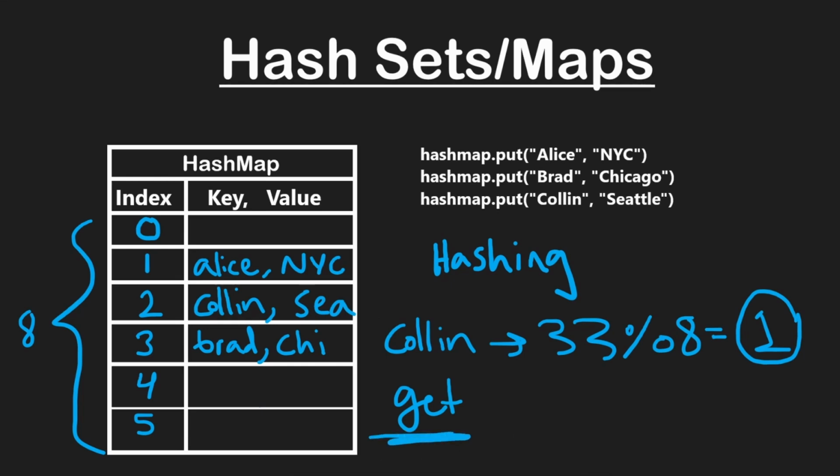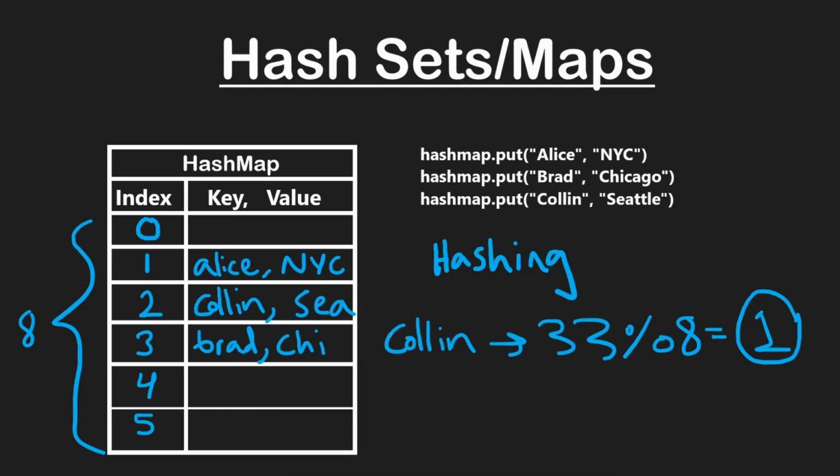Now, in this case, when we run get on Colin, we're looking for Colin. What city does Colin live in? We would compute the hash 33 mod by 8. We would again get 1. We would see, well, this is not where Colin is. So if Colin exists, maybe they're at the next index. Maybe we open addressed this. So let's try the next index. We look at the key. Well, this is the same key we were looking for, Colin. So we found him, and the city he lives in is Seattle.